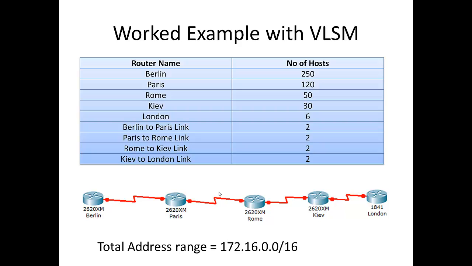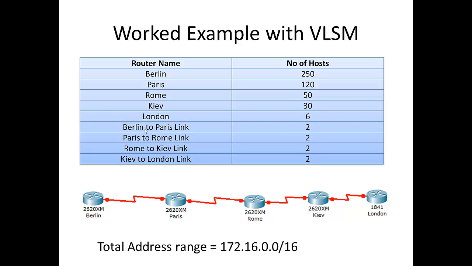We have an example here. We have some routers with some serial links in between, and each router, which is not shown here, has some LANs off it which have different numbers of hosts. And here we're going to use variable length subnet masks to divide the network up. We're given an address range of 172.16.0.0/16, a standard class B network, and we're going to divide this up per the host requirements to save as many addresses as we can.